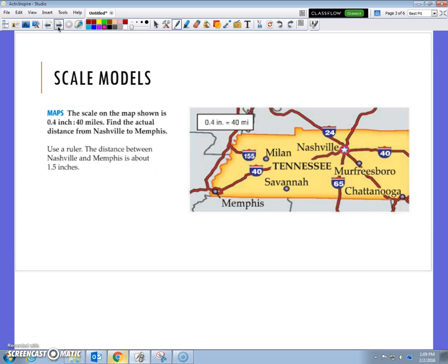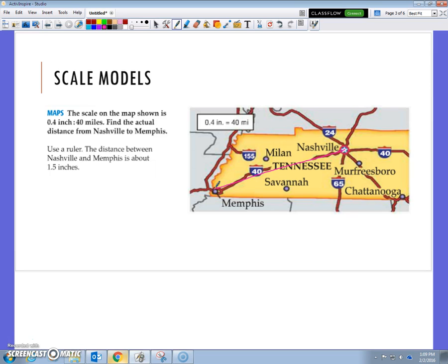So let's take a look here. Scale models. I snagged this example out of the book, and it says the scale on the map shown is 0.4 inch to 40 miles. Find the actual distance from Nashville to Memphis. So we're going to have to use your ruler. I'm going to approximate this, and we're going to say that it's about 1.5 inches from Nashville to Memphis. On the board it's more than 1.5 inches, but in the book, if we measured it on your paper, it's closer to 1.5 inches, and that would be fine.